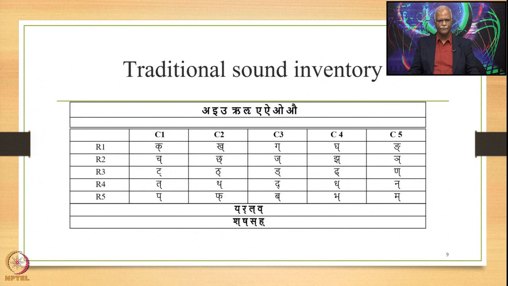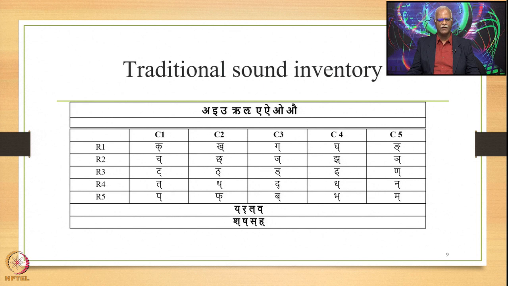5 × 5, 25 consonants arranged in the form of rows and columns and numbered accordingly. So k, kh, g, gh and ng, this is the first row, with k in the first column, kh in the second, g in the third, gh in the fourth, and ng in the fifth. Then we have the second row having ch, chh, j, jh, and ny, each placed in the respective column. Then the third row with t, th, d, dh, and n. Then we have t, th, d, dh, and n. Then we have p, ph, b, bh, and m.